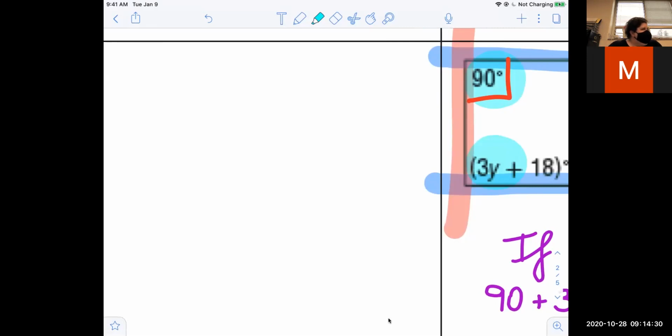Consecutive interior angles, how are their measures related when the lines are parallel? That means, how are those angle measures related? Okay, in general, how are they related? Like if this wasn't 90, if that was like 70 or something, this would be 70?